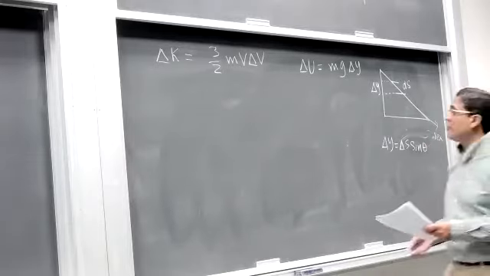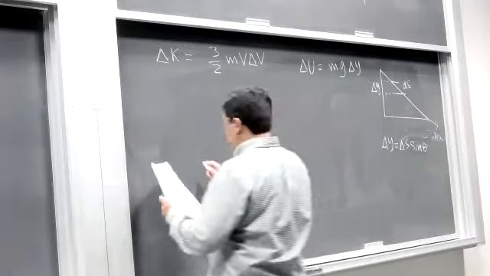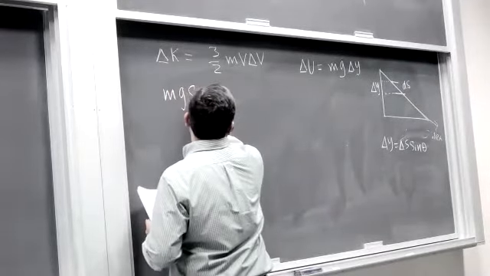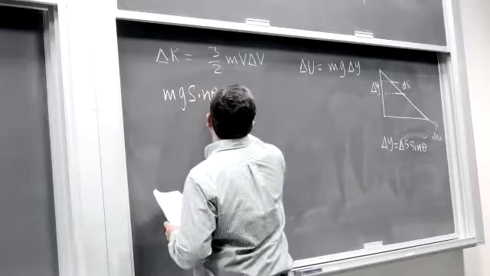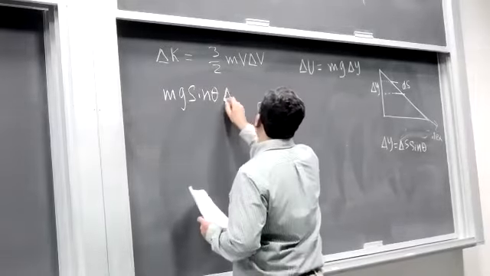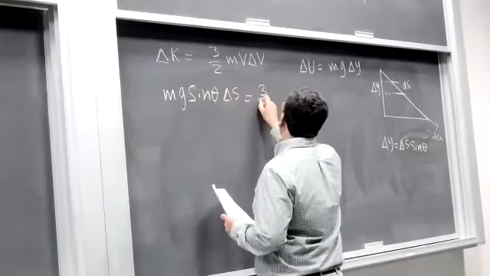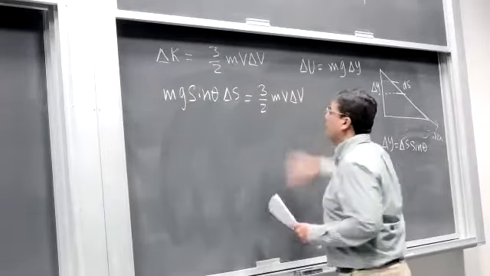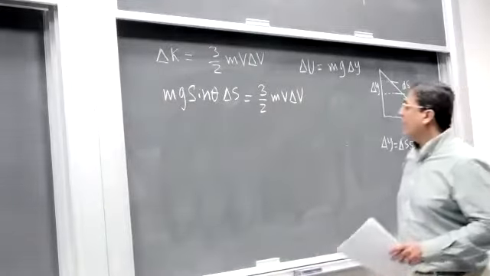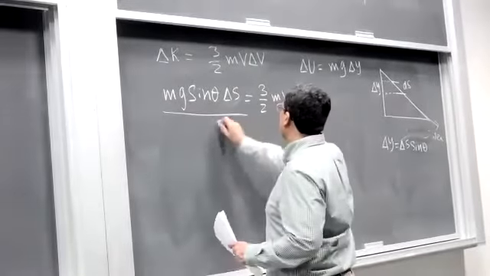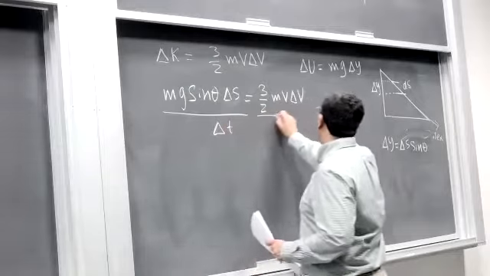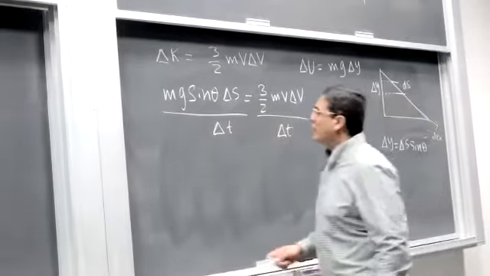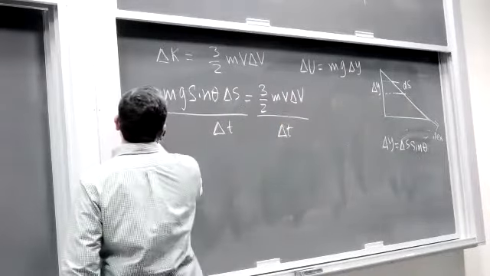Okay. Now let's take these two energies to be equal. So we have mg sin theta delta s equals 3/2 mv delta v. Divide everything with delta t, and now do the trick that we usually do. Okay, take limit delta t to be 0.